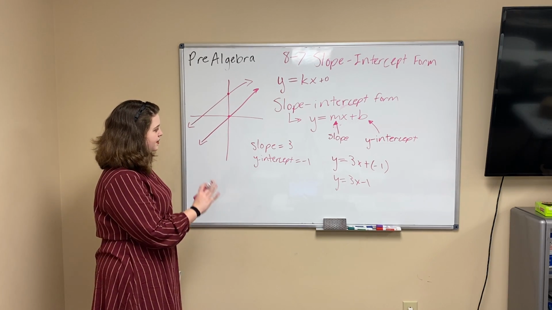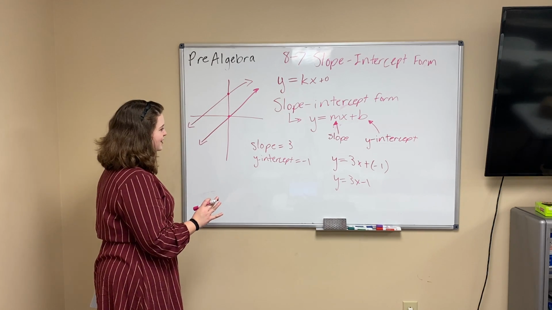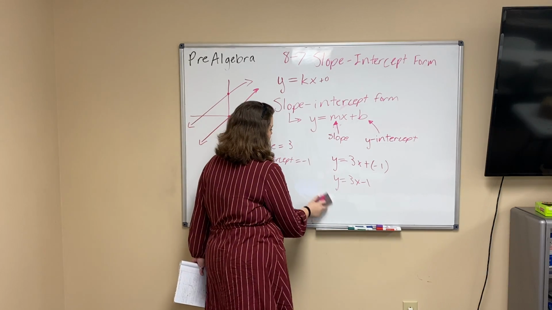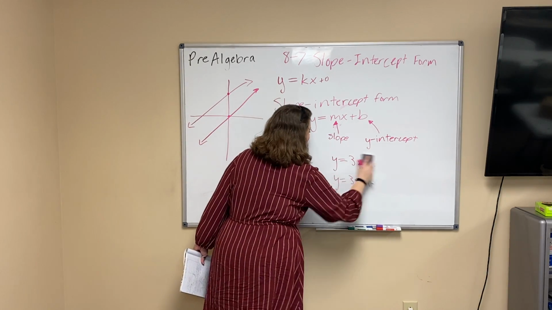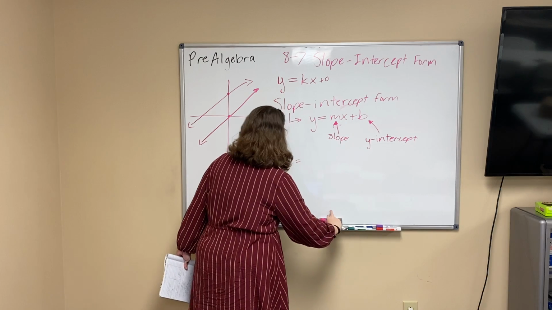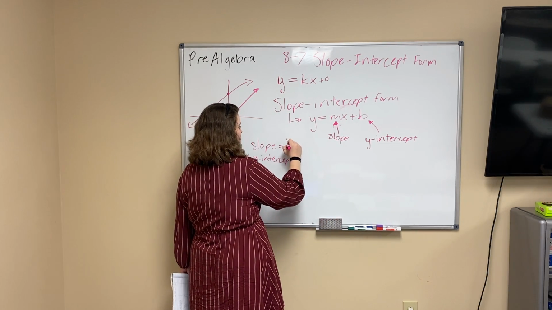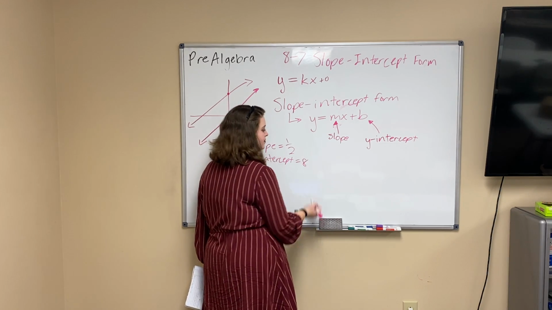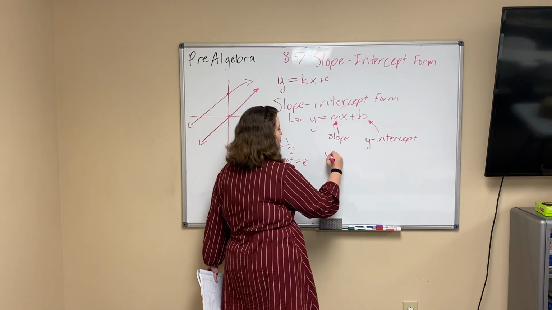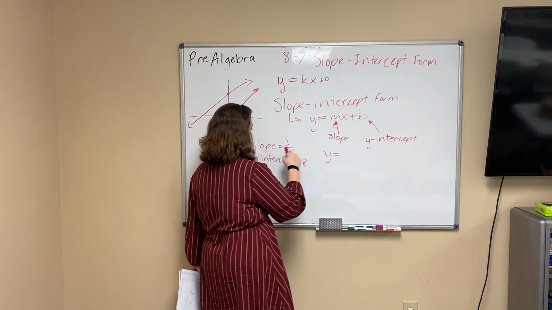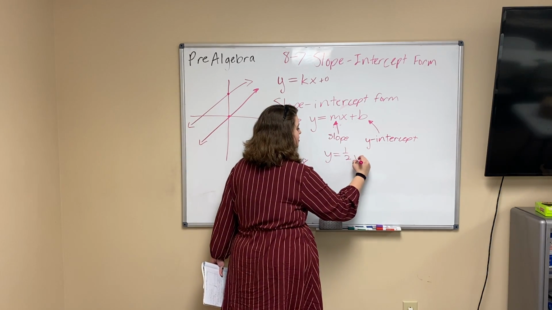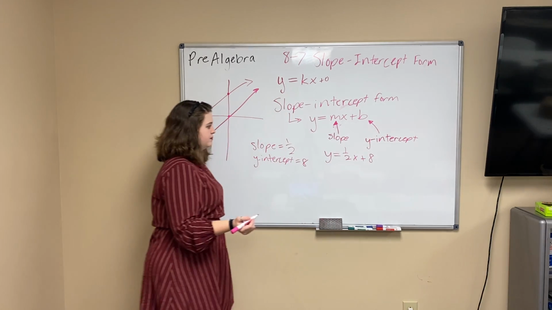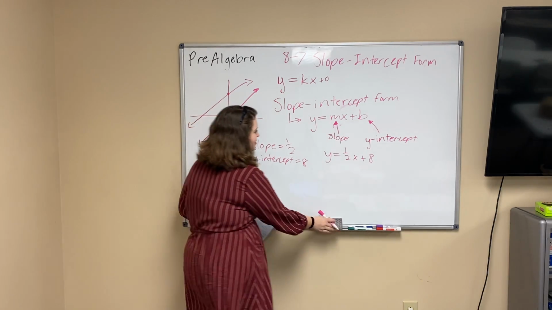So far, so good. I think you can do that. I believe in you. You just plug them in, no matter what it is. If I said your slope was 1/2 and your y-intercept was 8, do the same thing. Y equals our slope times x, 1/2 times x, plus our y-intercept, which is 8. So you got that. I think you can do it.